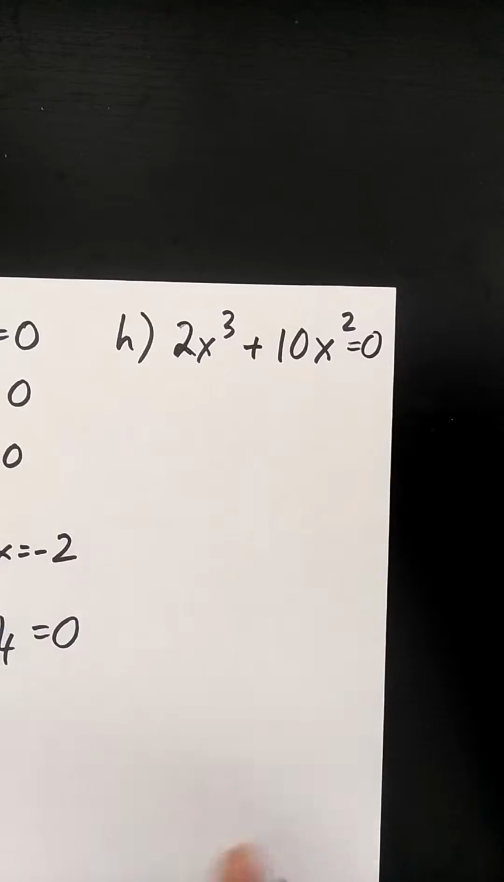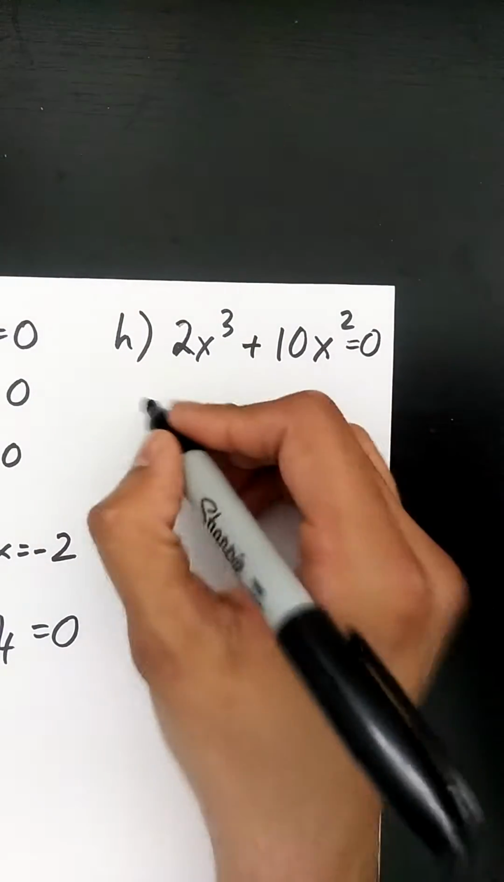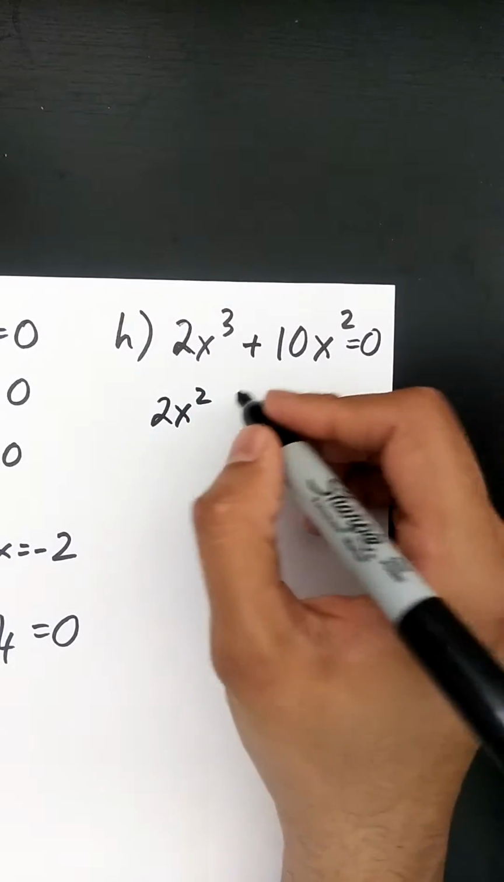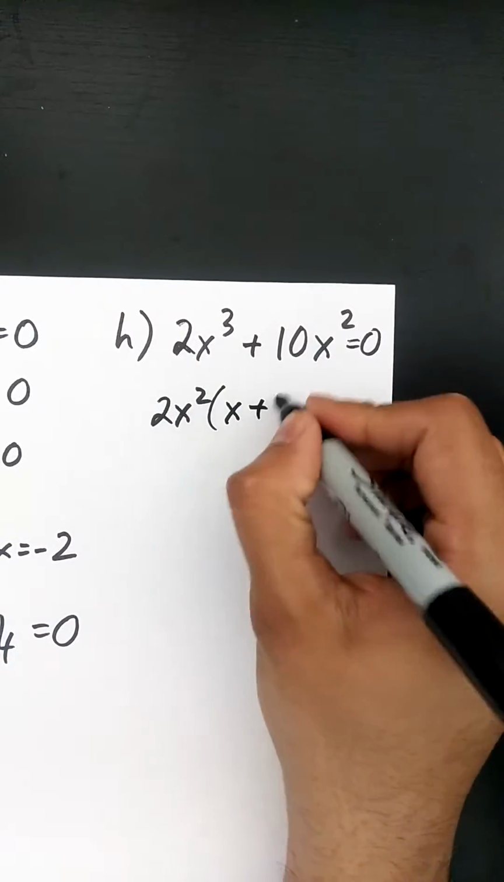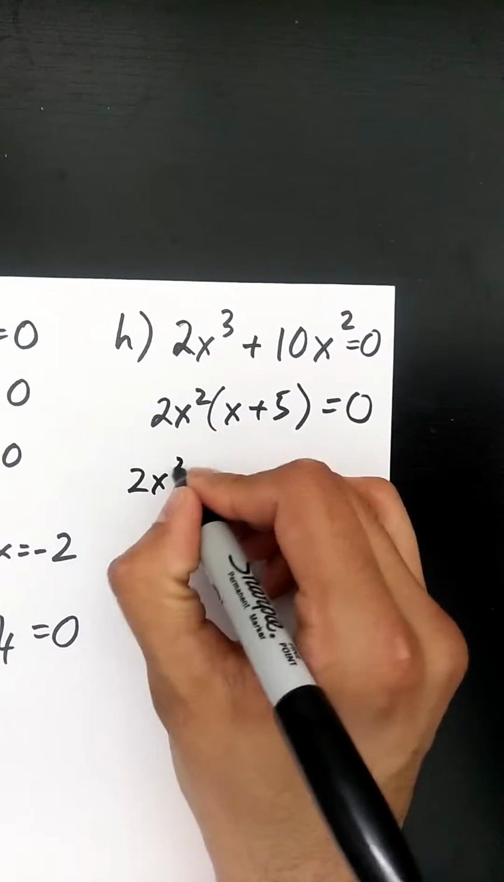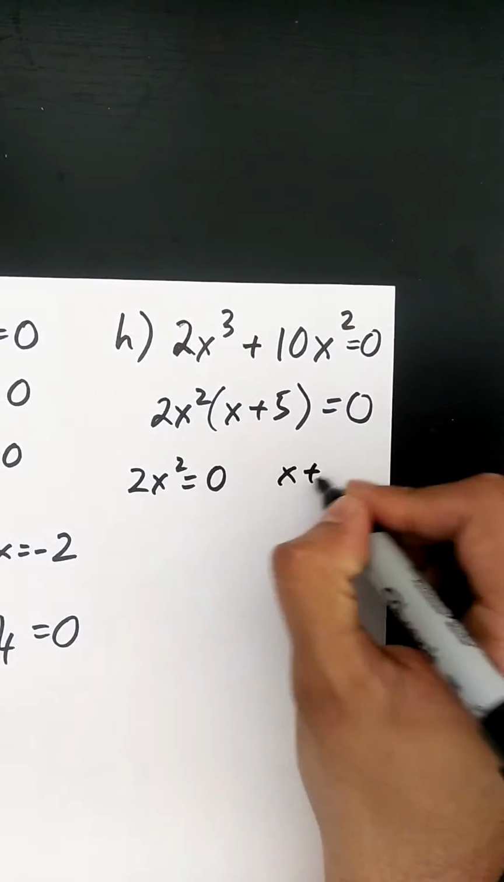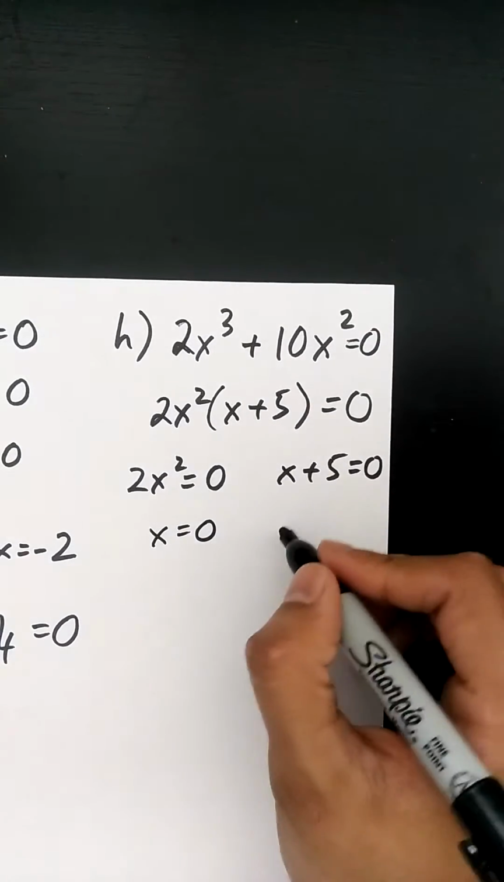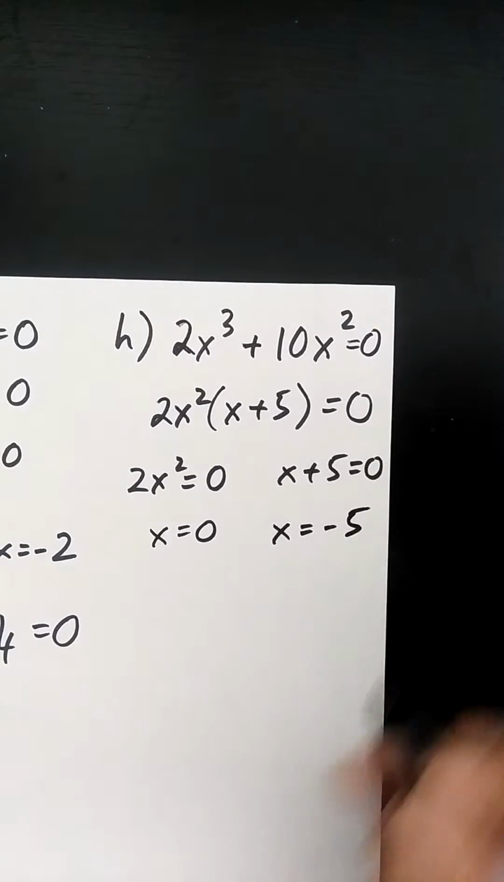Let's take a look at this cubic equation over here. So my common factor in this one is 2x squared. I'm left with x plus 5 equals 0. That's 2x squared equals 0, and then x plus 5 equals 0. This will just be x equals 0. x equals -5.